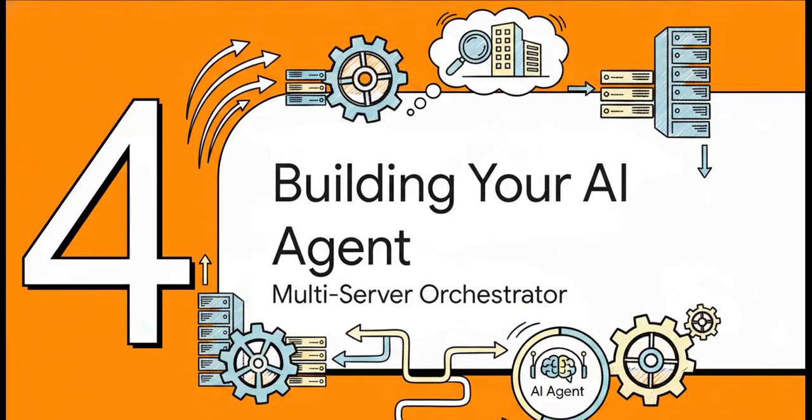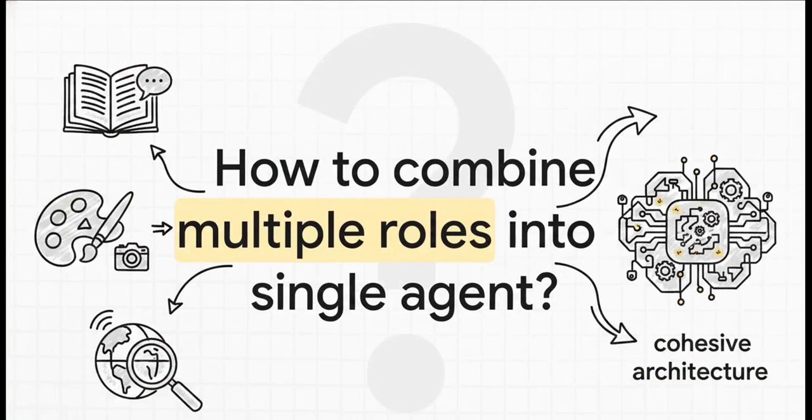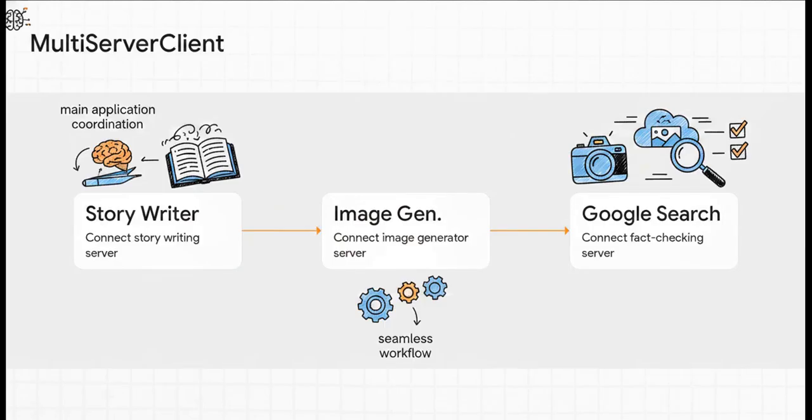All right, Section 4, Building your AI agent through multi-server orchestration. Okay, picture this. You want to build a highly complex app. How do we combine an AI that writes stories, an AI that generates images, and an AI that researches the live web all into one single cohesive agent? The solution here lies in tools like LangChain's multi-server MCP client.